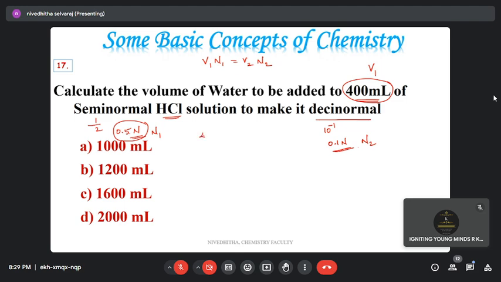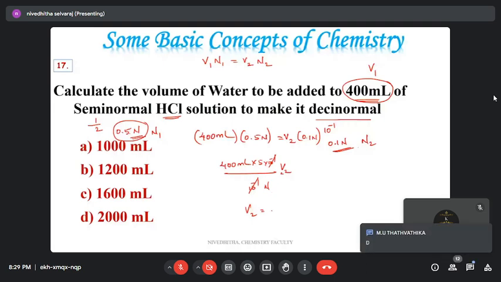So basically, V1 is 400 ml and N1 is 0.5 normal, which is equal to V2 to be calculated, and the normality of the resultant solution is 0.1 normal. So what is V2? 400 ml into 5 into 10 power minus 1, divided by 10 power minus 1. 10 power minus 1, 10 power minus 1 will get cancelled out. So what is V2? 2000 milliliters. Yes, 2000 milliliters.